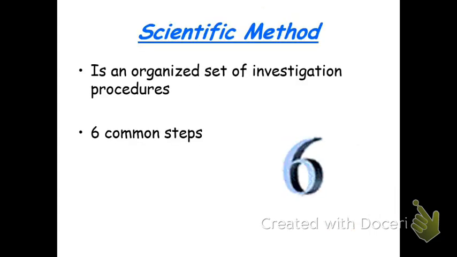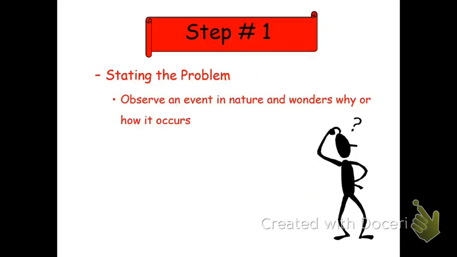Our steps to investigation are called the scientific method. There are 6 common steps to the scientific method. The first step is basically to state the problem. Obviously, if you have a problem, you probably should state it. You observe something in nature and wonder why or how it occurs.